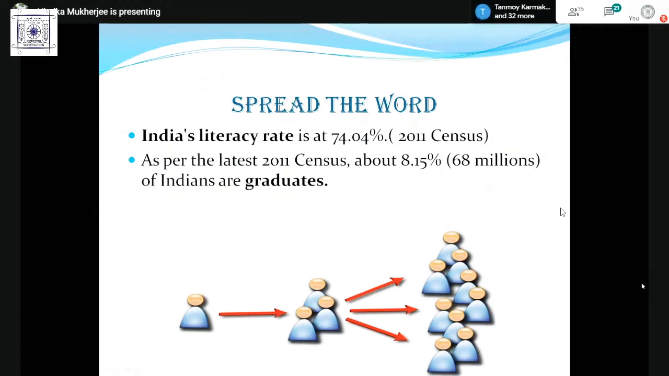So what you can do is, in turn, spread the word. You can go around and tell your family, your friends, and anyone around, and say how harmful the use of plastics can be, and they can also spread the word.